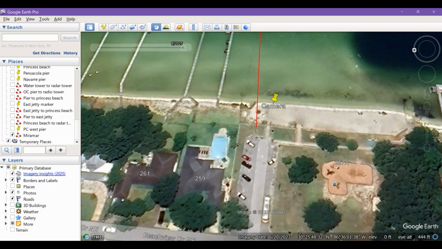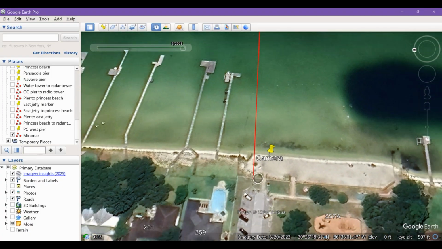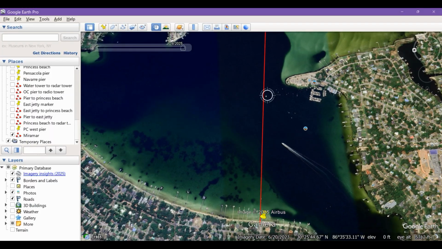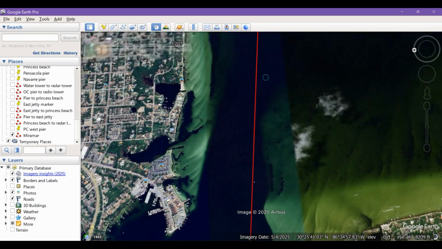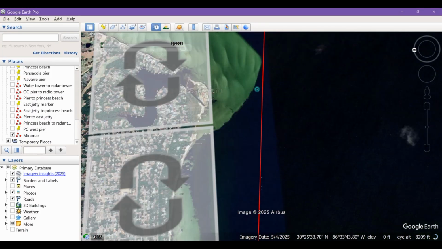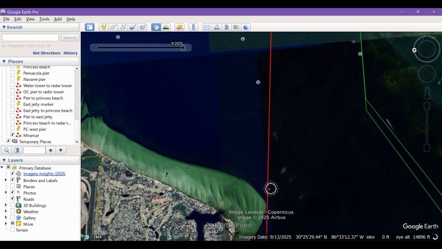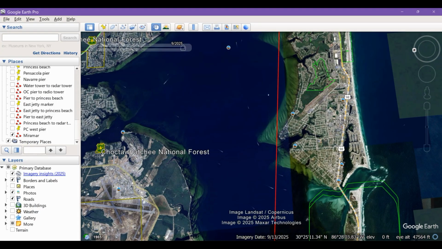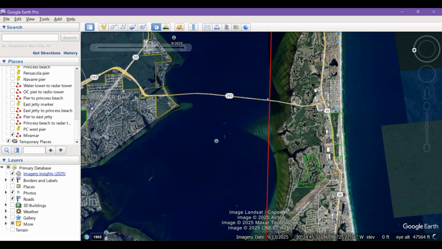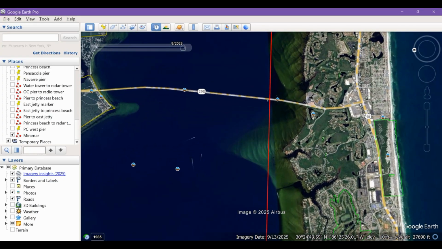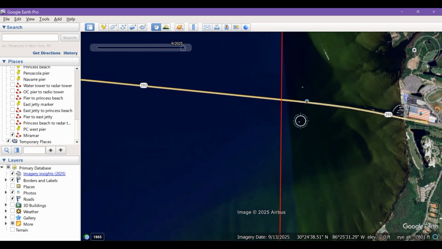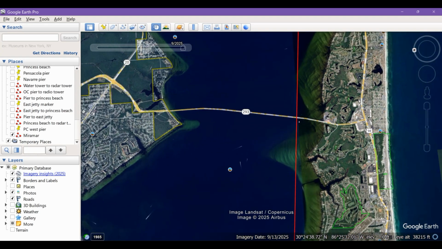Okay, again, this is where my camera is. I'm looking out across the water here. That bridge. Where'd it go? It's way over here. That bridge is 10 miles away, and it's called the Mid-Bay Bridge. Goes into Destin, Florida here.